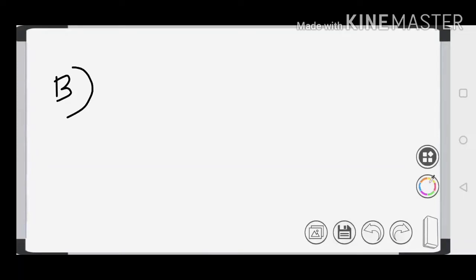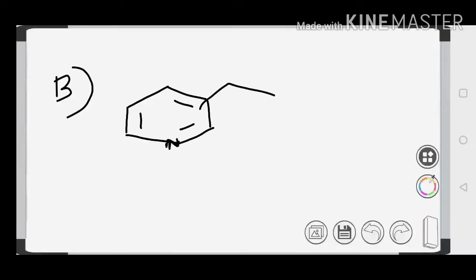In option B, here also we can see one ring is present. In that ring, here you see the nitrogen. This is a nitrogen adjacent to another cyclic structure. The lone pairs can be donated on this side. You can see the electrons will be circulated and will not be available for donation to others. Let us see option C.